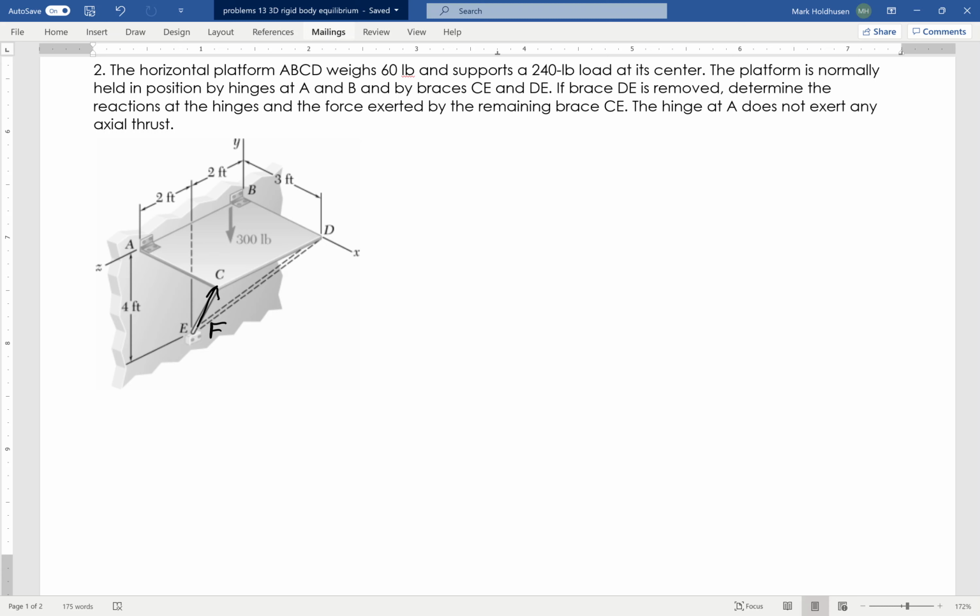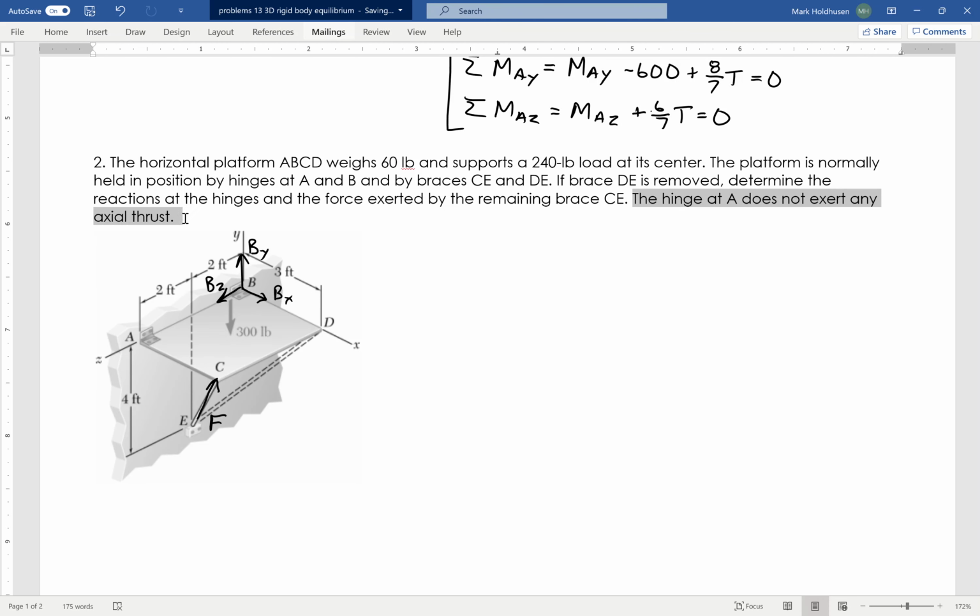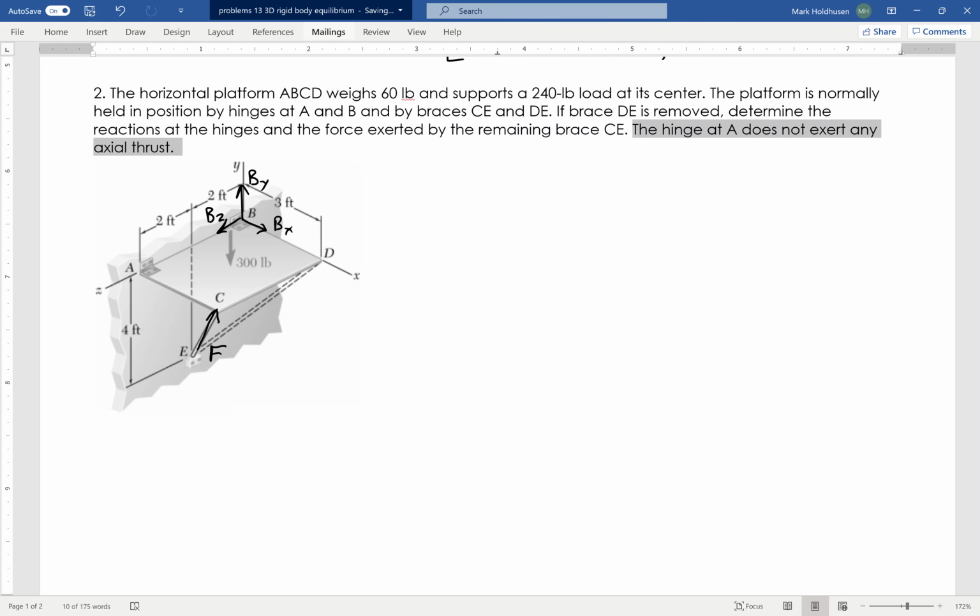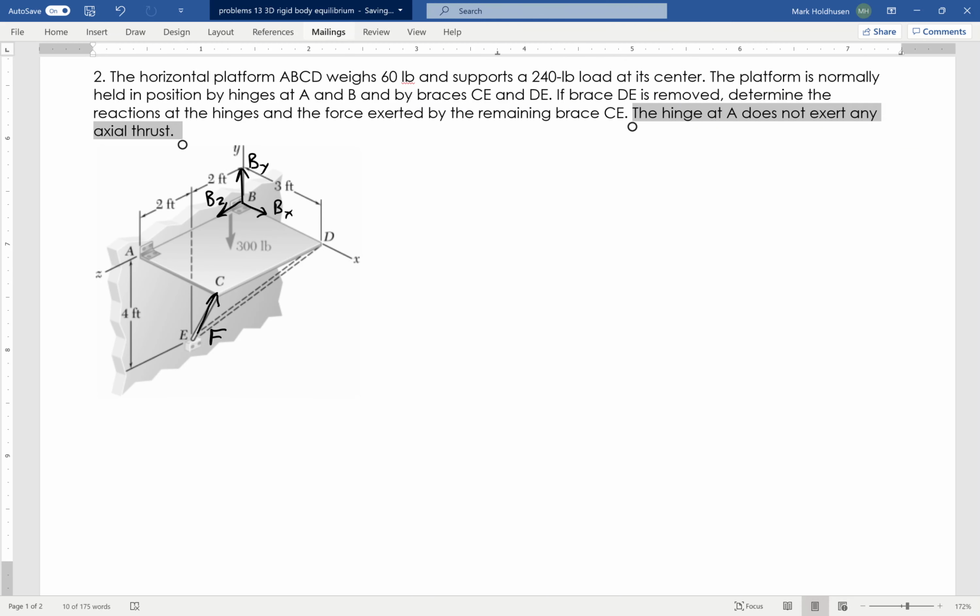So if I look at B, I'm going to have forces in all directions. Essentially, I'll have a BX, a BY, and a BZ. Now, A, this is where this sentence comes in. The hinge does not exert any axial thrust. What that's saying is there's no Z force at A, along the axis of that rotation. So I only have a force in the Y direction and a force in the X direction, okay? So there's no axial thrust on this. So there's no Z component. There's just an AX and AY.